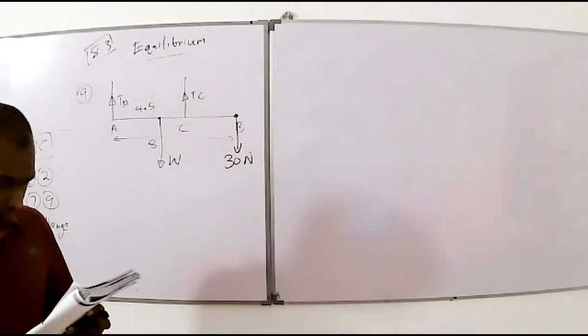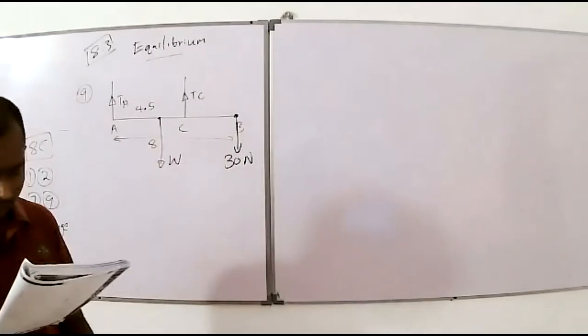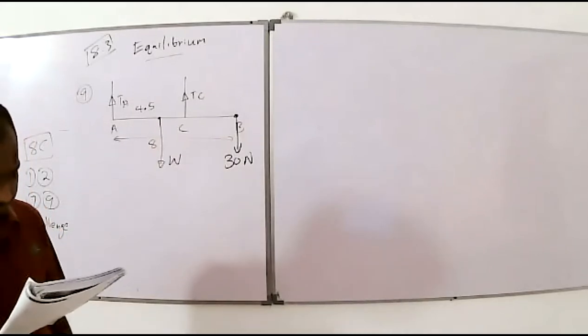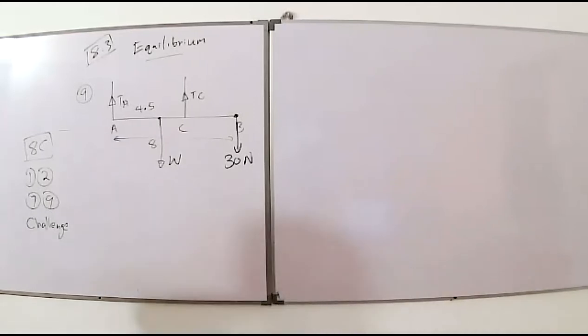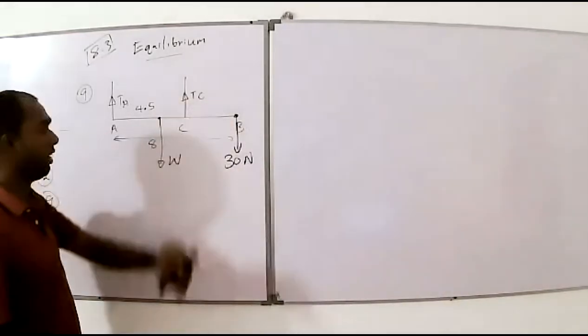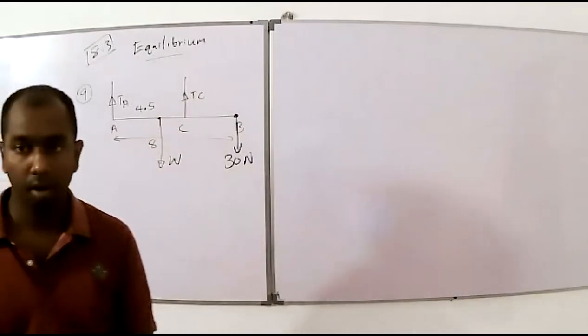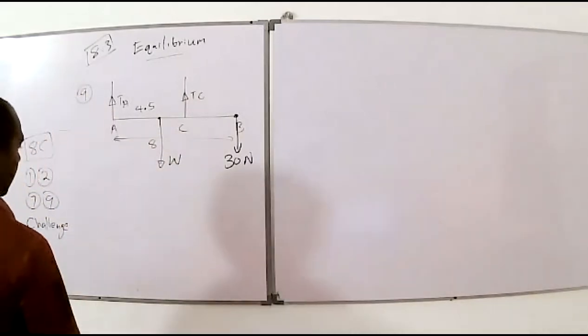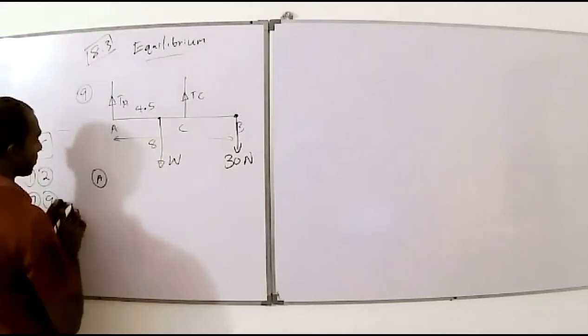And the weight is acting in the middle, it is W. What else are they asking? Show that the tension of the wire attached at C is... so they are asking to find this TC in terms of W. Okay, in terms of W.